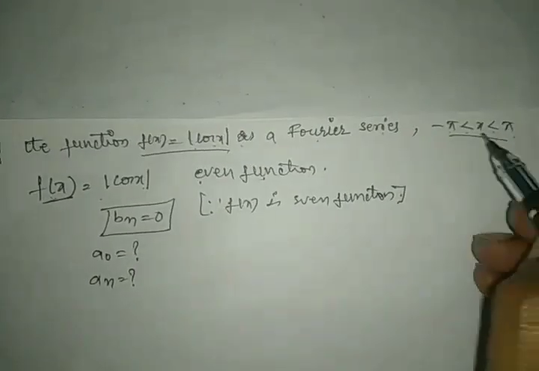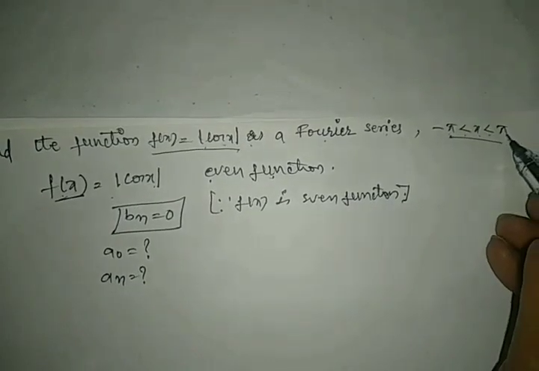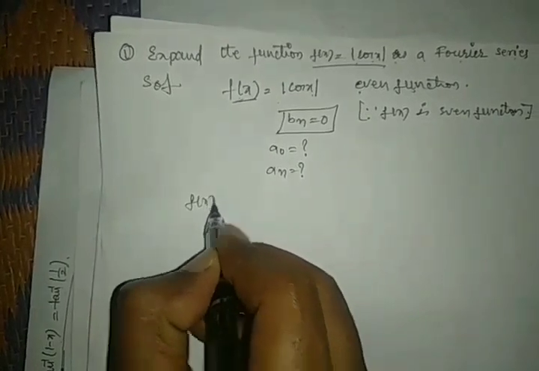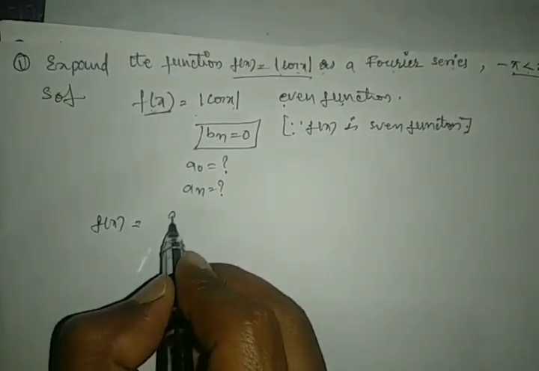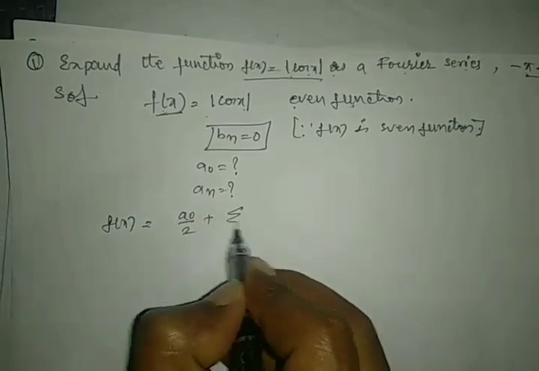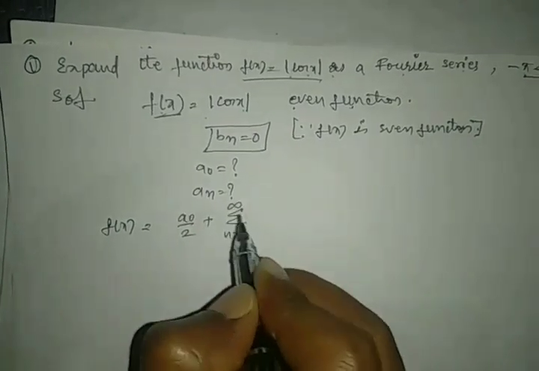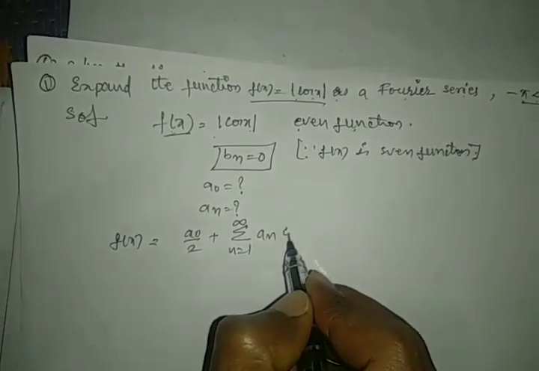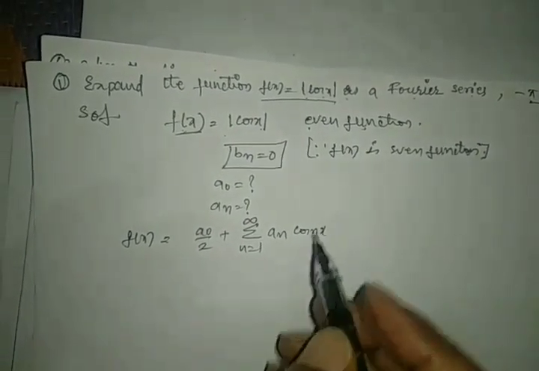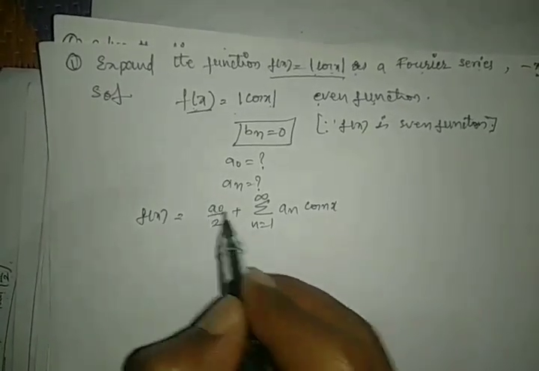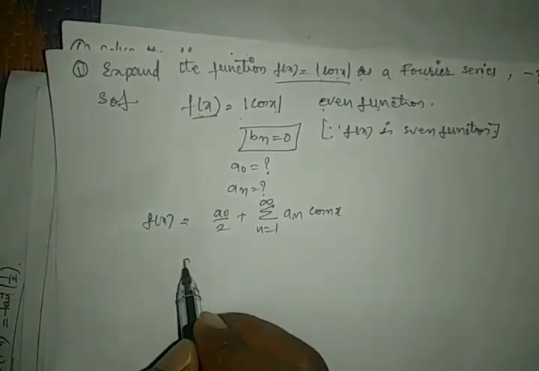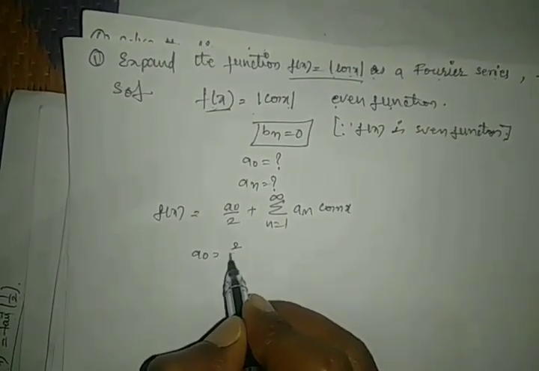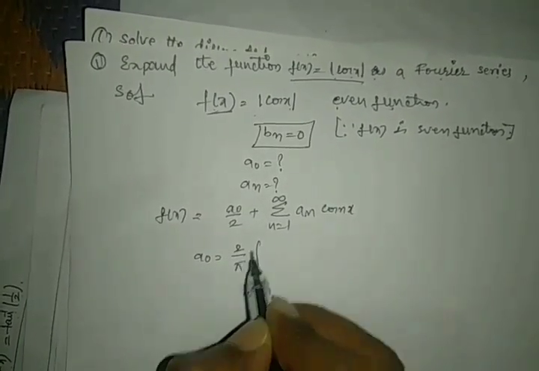If we observe, the limits are minus pi to plus pi. So the Fourier series formula: f of x is equal to a0 by 2 plus sigma n equal to 1 to infinity an cos nx. So here we have to find a0 and an. a0 is equal to, the formula is 2 by pi integral 0 to pi.